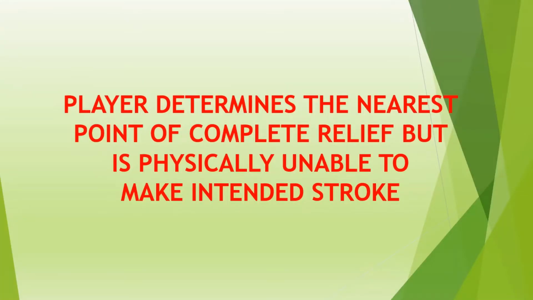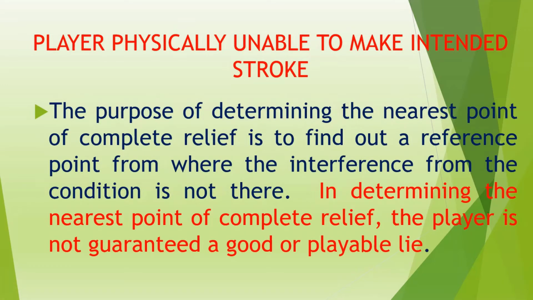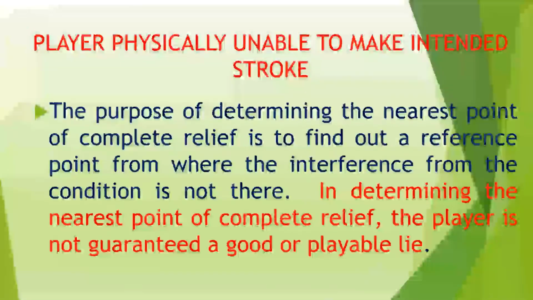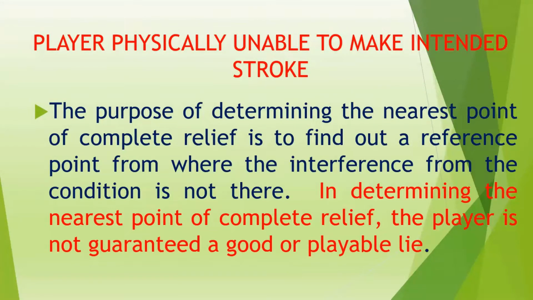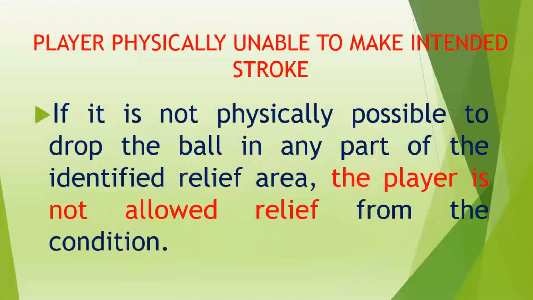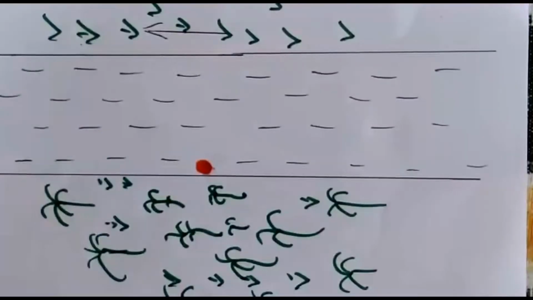Player determines the nearest point of relief but is physically unable to make the intended stroke. The purpose of determining the nearest point of complete relief is to find a reference point from where the interference from the condition is not there. In determining the nearest point of complete relief, the player is not guaranteed a good lie. If it is not physically possible to drop the ball in any part of the identified relief area, the player is not allowed relief. Let us understand this with the help of a diagram.